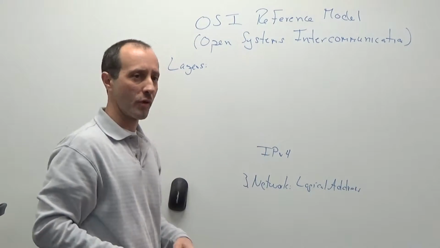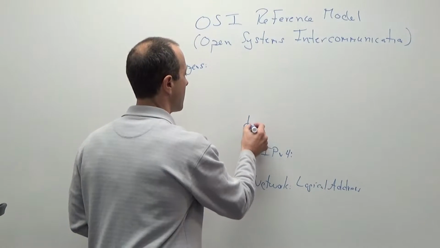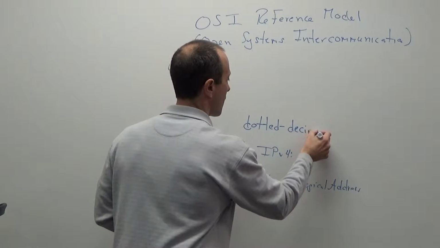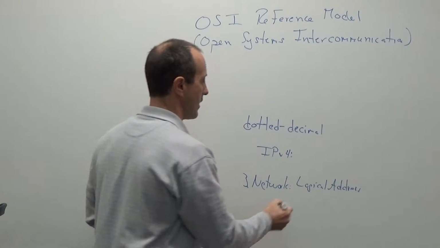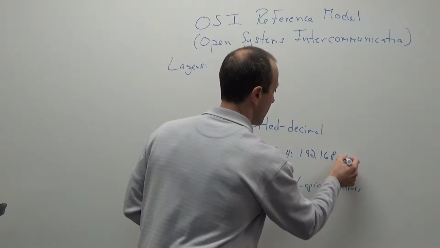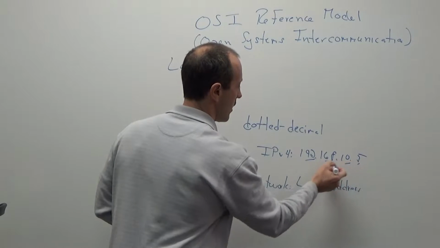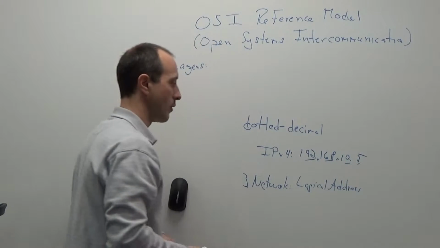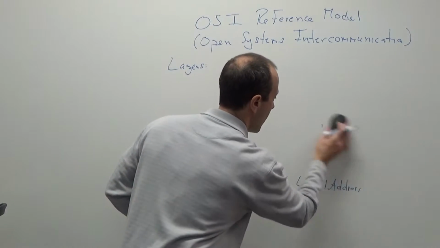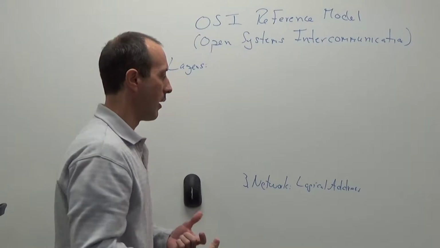Now IP version 4 uses a dotted decimal format. So you'll see something like this: 192.168.10.5. Dotted decimal. These are your decimal numbers. They're separated by these dots, dotted decimal format. Your IP version 4, or your logical address, identifies where you are in the network.